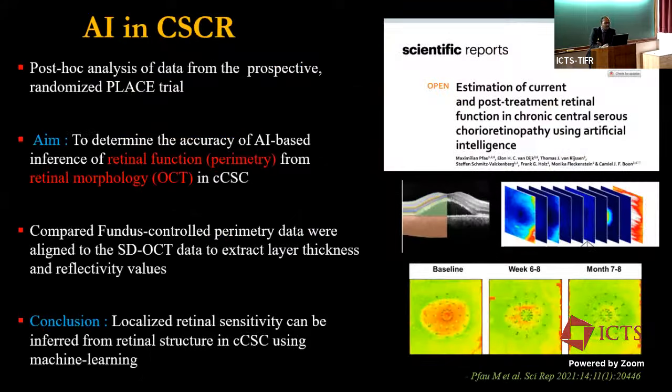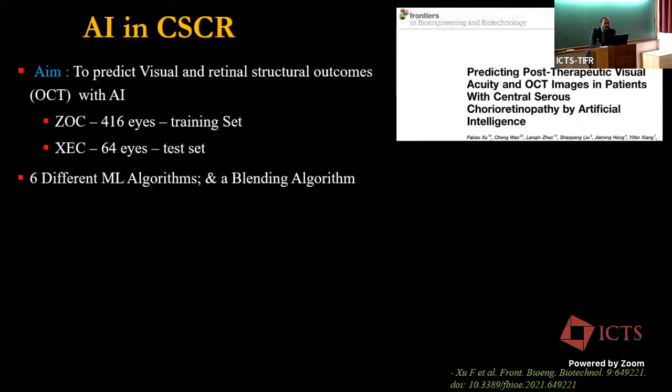Again, a few studies. I'll just quote this one study from Howe, who looked at a number of cases from the PLACE trial. He compared retinal function perimetry versus retinal morphology, with fundus controlled perimetry data aligned to SD-OCT to extract retinal layer thickness and refractivity values. And he concluded that localized retinal sensitivity can be inferred from retinal structure in CSC using machine learning. So that was something very exciting to come across. And there's also this paper from Zhu, again from China, who looked at predicting visual and retinal structural outcomes with AI.